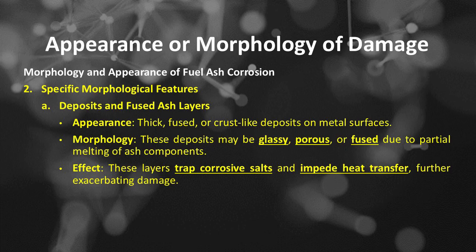Number 2, specific morphological features. A, deposits and fused ash layers. Appearance: thick, fused, or crust-like deposits on metal surfaces. Morphology: these deposits may be glassy, porous, or fused due to partial melting of ash components. Effect: these layers trap corrosive salts and impede heat transfer, further exacerbating damage.